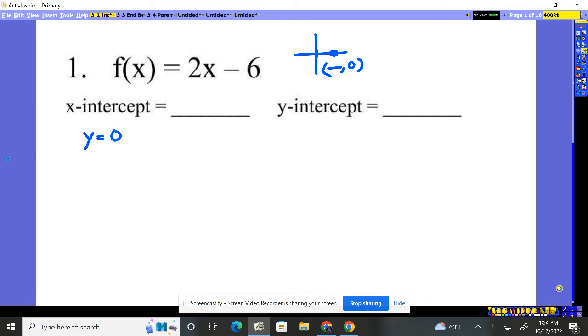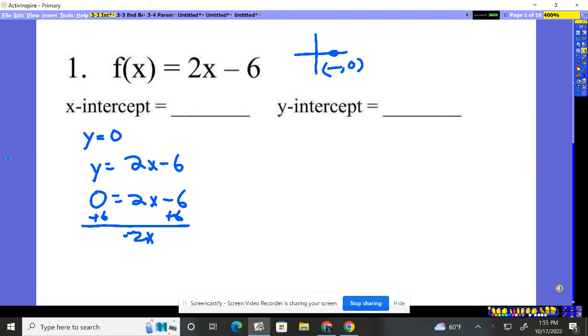So f of x really is y. So really this equation is y equals 2x minus 6, and you and I know the y is 0. So that is a 0. All we have to do is solve it for the x. I add 6 to both sides. I get 2x equals 6. Divide, I get x is 3. So your x value is 3. The y is 0. So that's written as an ordered pair: x is 3, y is 0. That guy crosses at (3, 0).